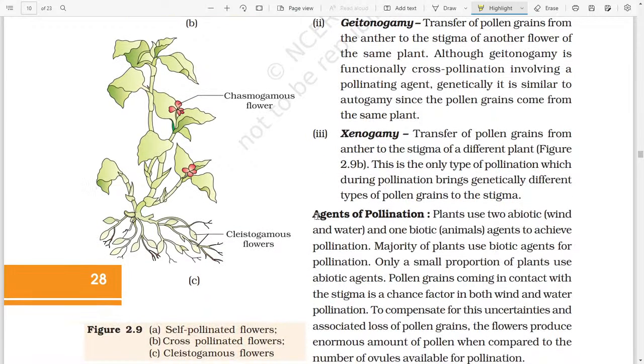Geitonogamy. Transfer of pollen grains from the anther to the stigma of another flower of the same plant. It means it is the same plant, but the flower is different. Although geitonogamy is functionally cross-pollination involving a pollinating agent, genetically it is similar to autogamy, since the pollen grains come from the same plant. This is also a type of autogamy because the pollen and the stigma come from the same plant.